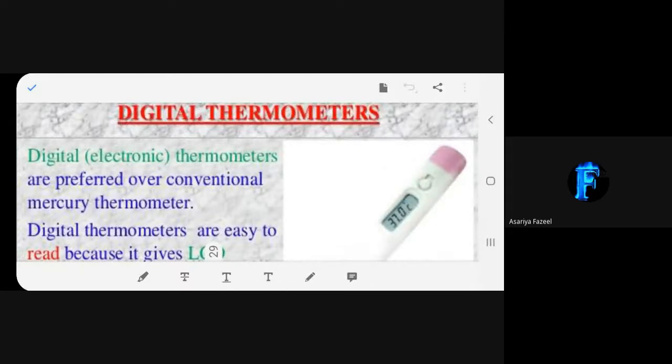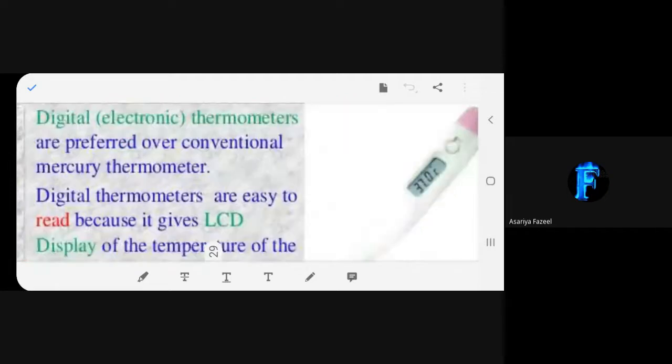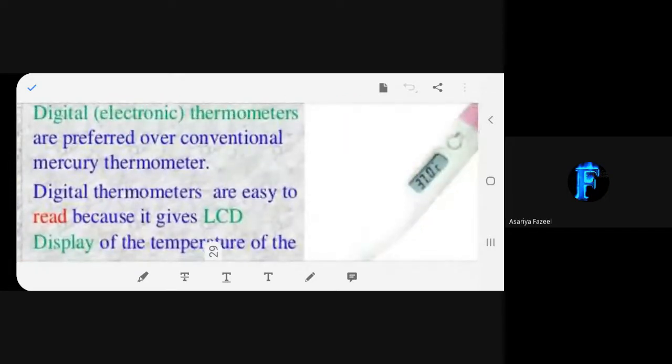Read. Read, I said. Boys, read. Yes, ma'am. 1 minute.